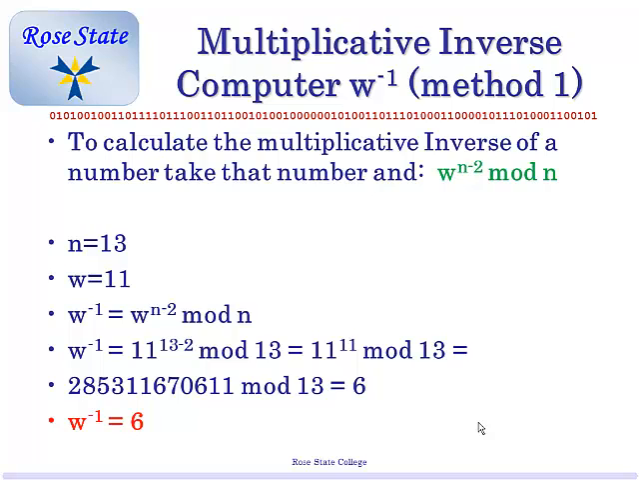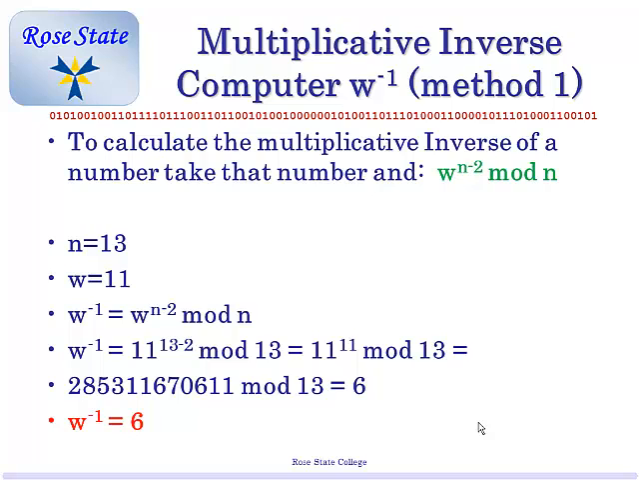Okay? So 11, which is w, raised to the n, which is 13, minus 2, mod 13. So 11 to the 11th, mod 13. What's 11 to the 11th? That big old number, mod 13. That equals 6. Easy enough? That's one way of doing it.